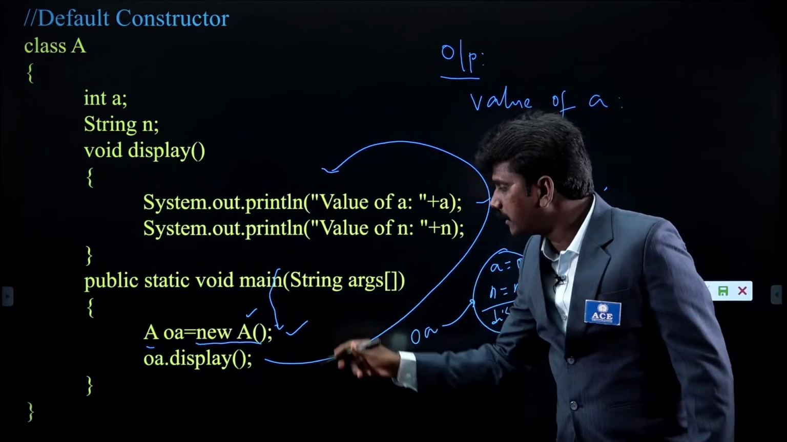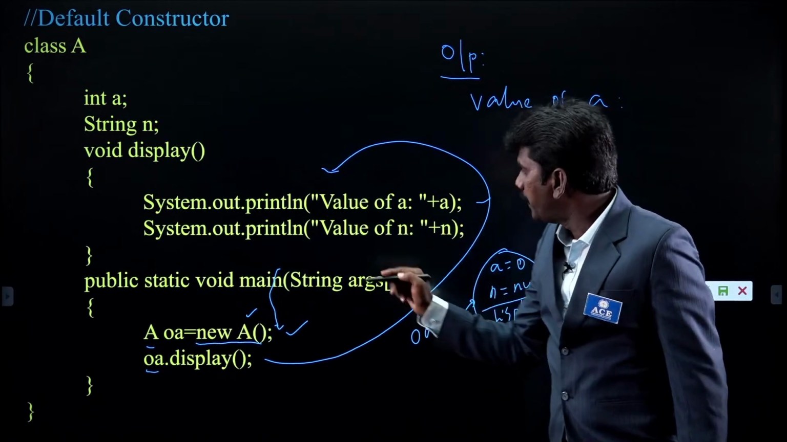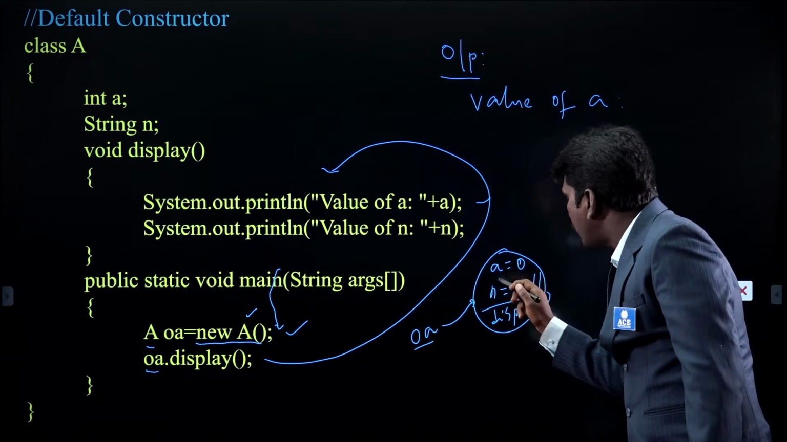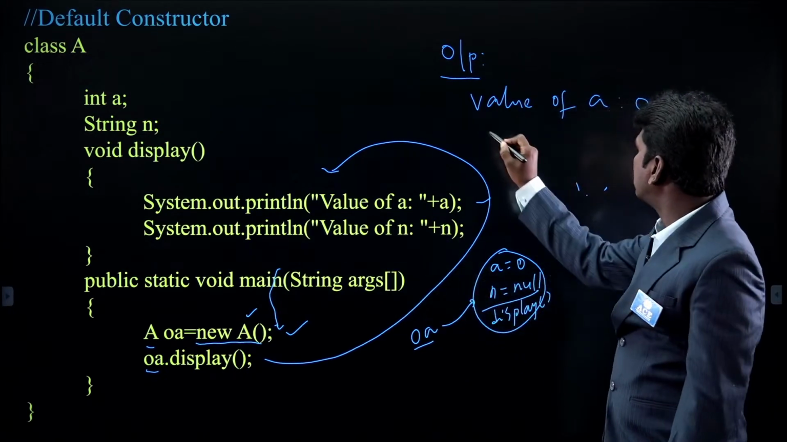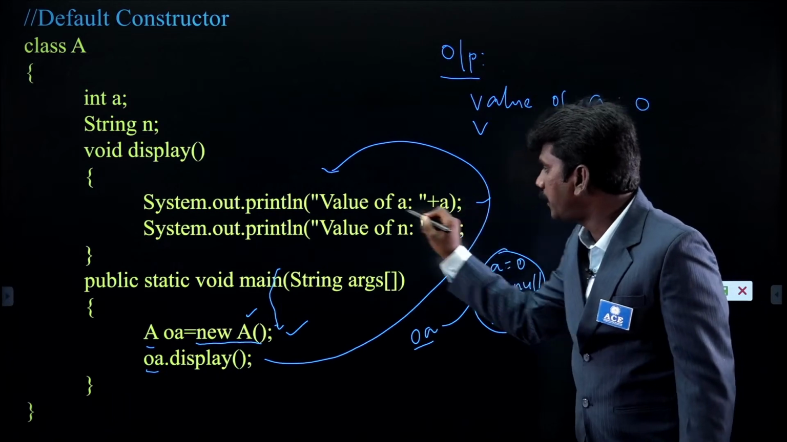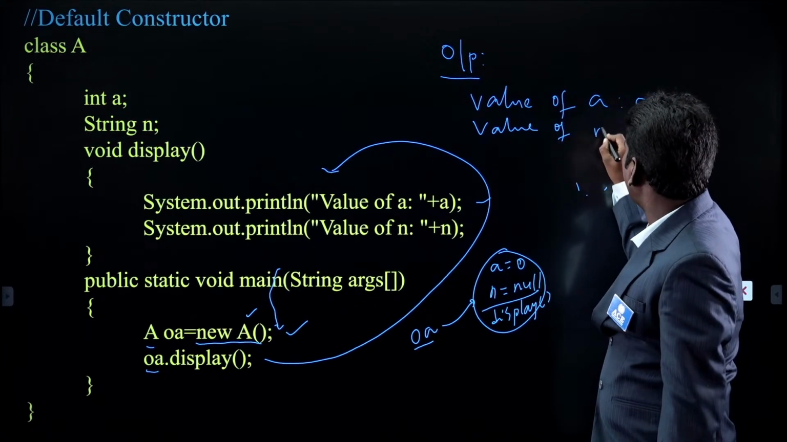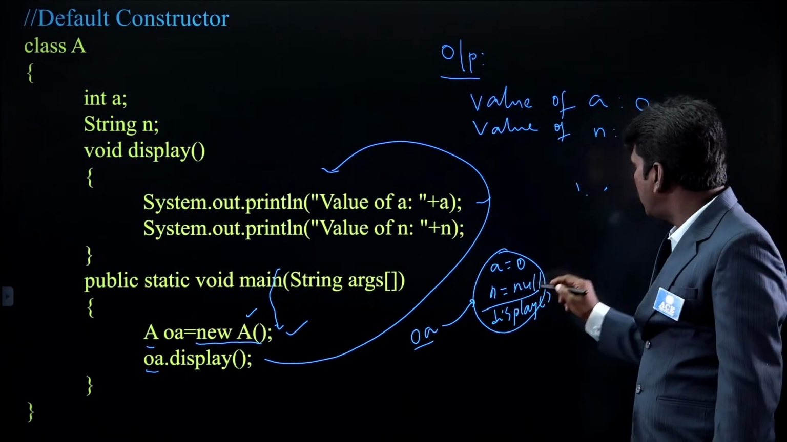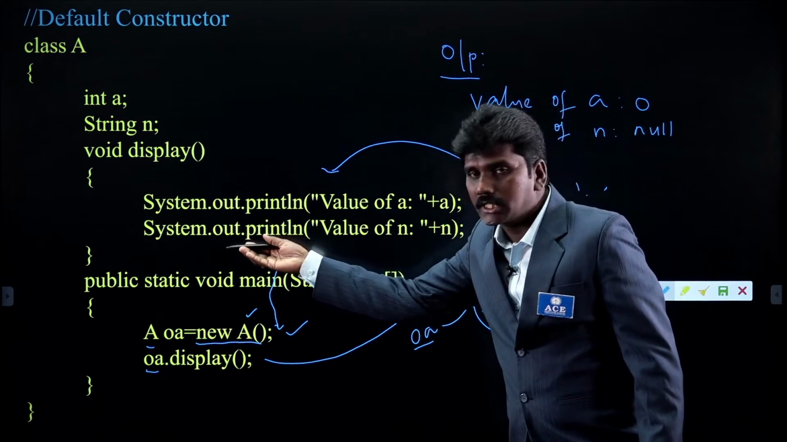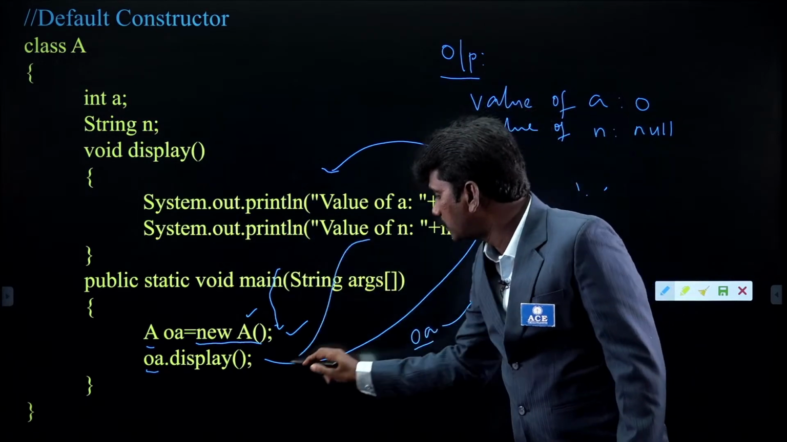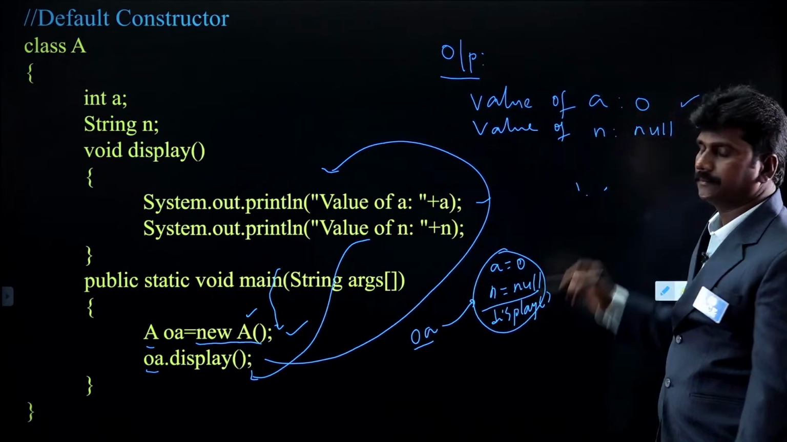Who called this display method? The reference variable OA. OA.display means, for OA, what is the a value? 0. 0 will be printed. Next, after that, value of n. After execution of the first line, it will go to the second line, and what is the n value here? Null. After the second line, there is no statement to be executed, so the control will come back to the next line. But there is no line, so the output of this program is like this.